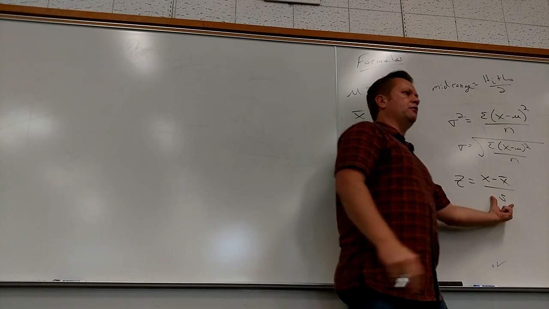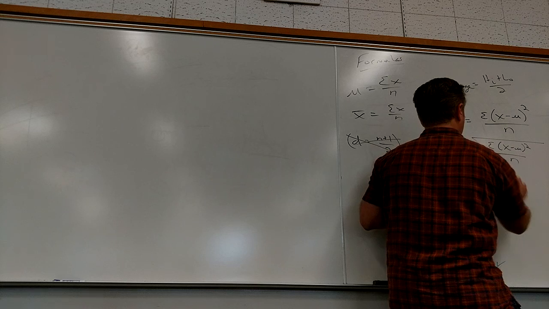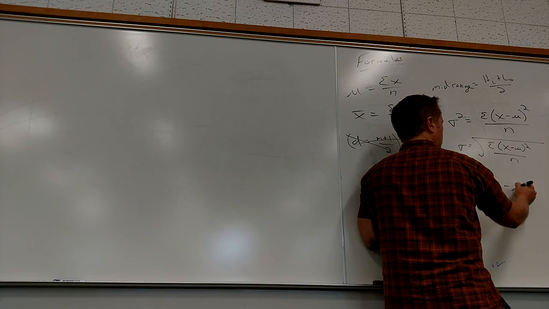This is for a sample, though, right? What would it look like for a population? So maybe you want to do it like this. What does it look like for a population? X minus the mu, mu.